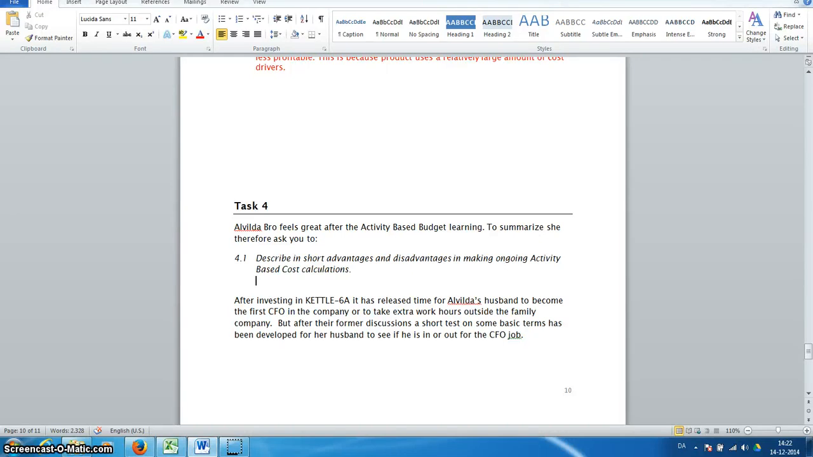In exercise 4.1 we are asked to describe in short the advantages and disadvantages of making ongoing activity-based cost calculations. So let's just take it step by step. The advantages first.